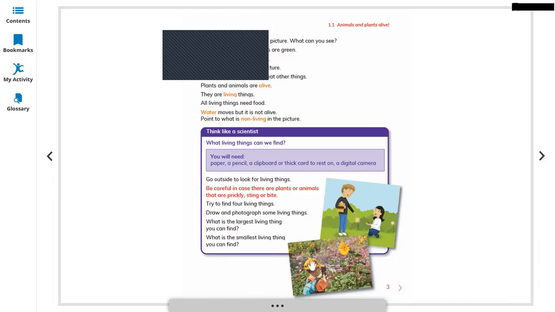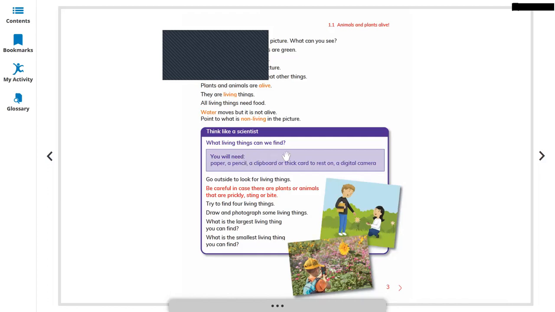You can see here in the picture, the baby is wearing a hat. This is a cap. It is a non-living thing. The phone is a non-living thing. The bag is a non-living thing because it cannot grow. It cannot move. It cannot reproduce.